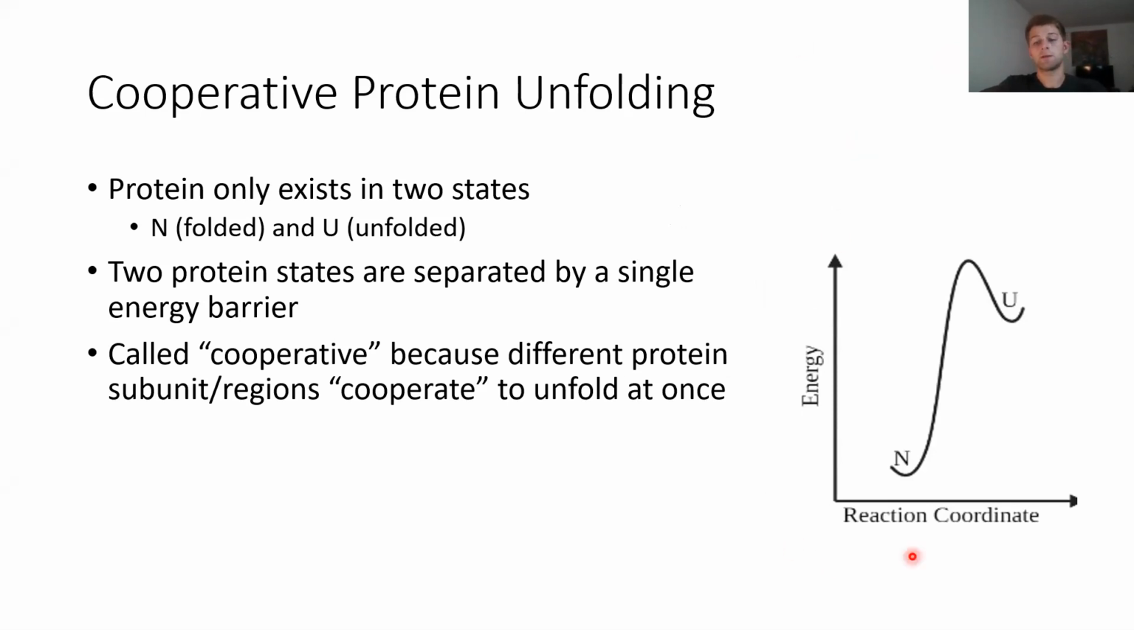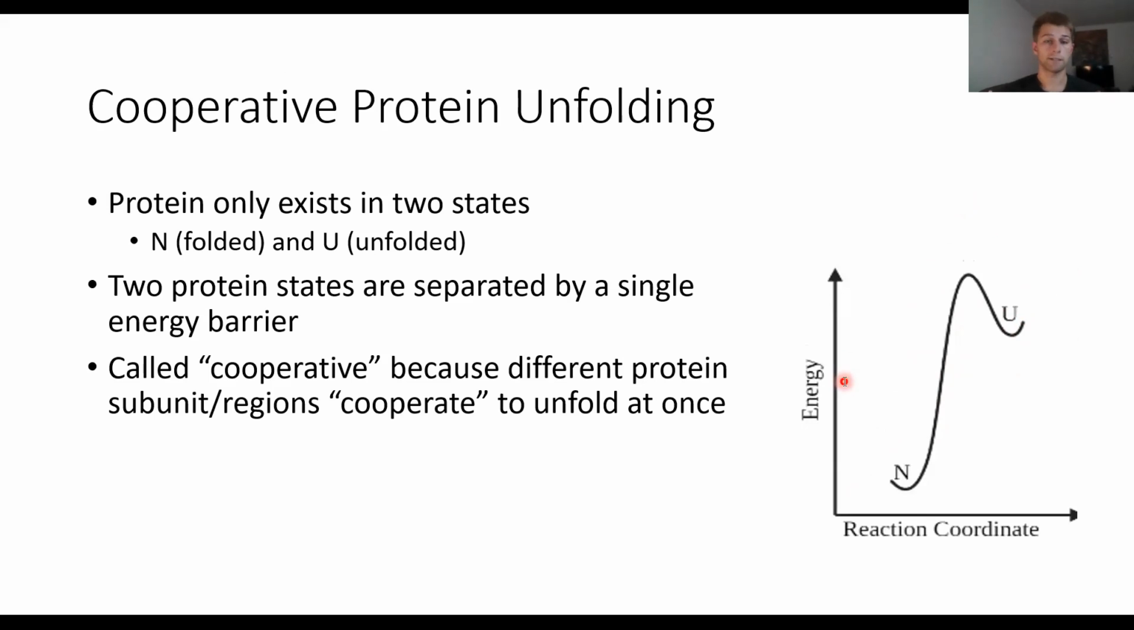As you can see here in this graph, we have energy of the system, which for our purposes we'll call heat energy, and the reaction coordinate. These are the different protein states, the N or the folded protein and the U, the unfolded. As you can see, there's a very smooth transition from the N to the U with one single energy barrier in between.